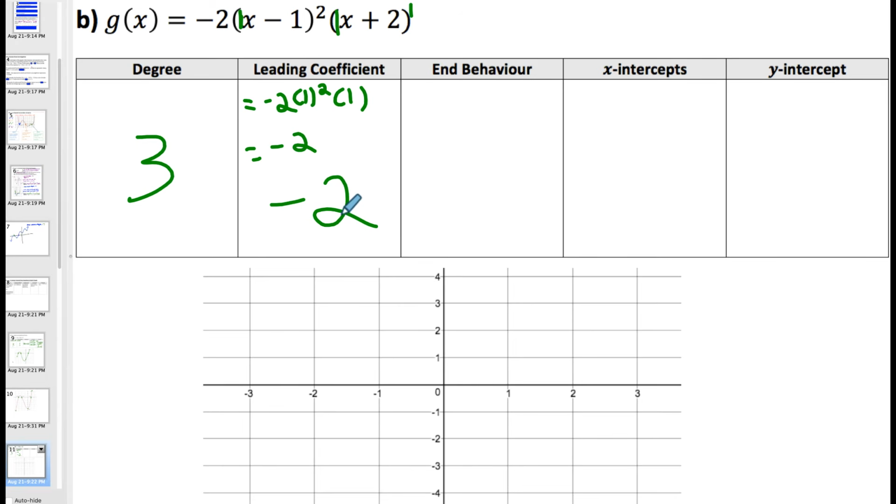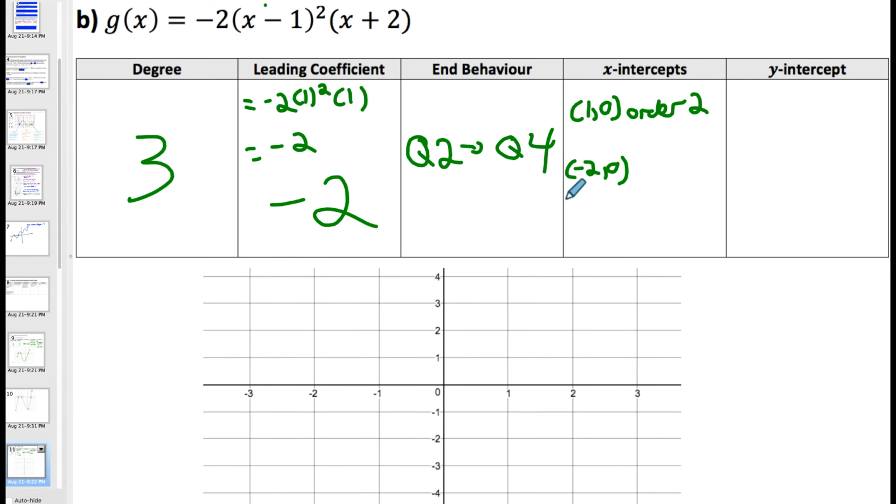End behavior, negative leading coefficient, odd degree. That would tell me it goes from quadrant 2 to 4. The x-intercepts, I look at the x values that would make the factors become 0. So this factor tells me there's an x-intercept at 1, and this factor tells me there's an x-intercept at -2. And at 1, the x-intercept is order 2 because of the exponent on that factor. And at -2, the x-intercept is order 1.